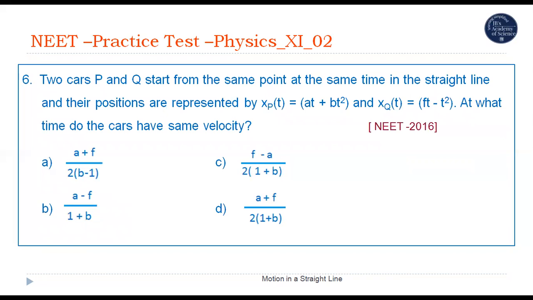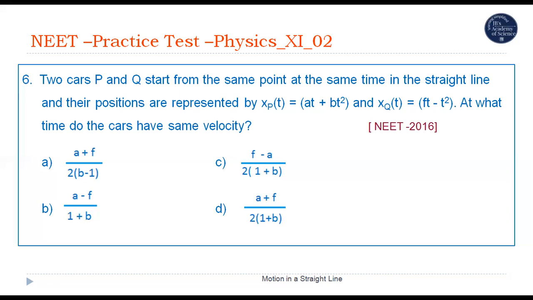Question number 6. Two cars P and Q start from the same point at the same time in a straight line, and their positions are represented by xp is equal to at plus bt square and xq is equal to ft minus t square. At what time do the cars have the same velocity?